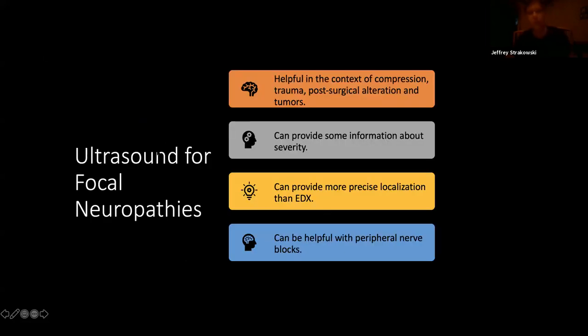Okay, so ultrasound for focal neuropathies. This is helpful in the context of compression, trauma, post-surgical alteration, tumors, and we'll talk a little bit about the trauma part of it. It can provide some information about severity, can provide more precise localization than electrodiagnosis down to portions of millimeters, and can be helpful with peripheral nerve blocks.